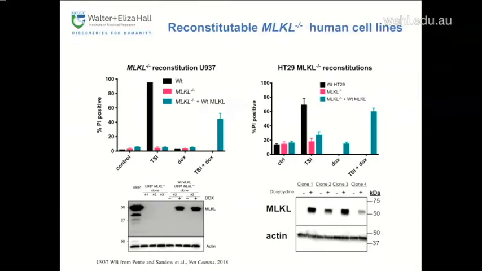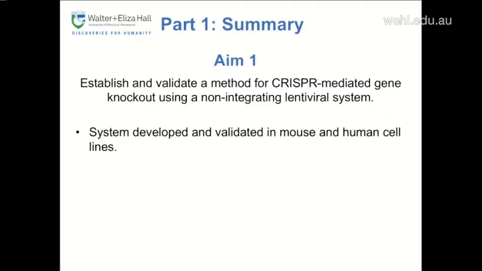With the HT29 cell lines, this is the wild type MLKL, and these are the reconstituted cell lines, so they only die with induction of the protein with doxycycline and a necroptotic stimulus, and that's about at an even level with the wild type cells. All right, so with that done, we've got a system that's developed to do non-integrating lentiviral CRISPR, and it's validated in mouse and human cell lines.